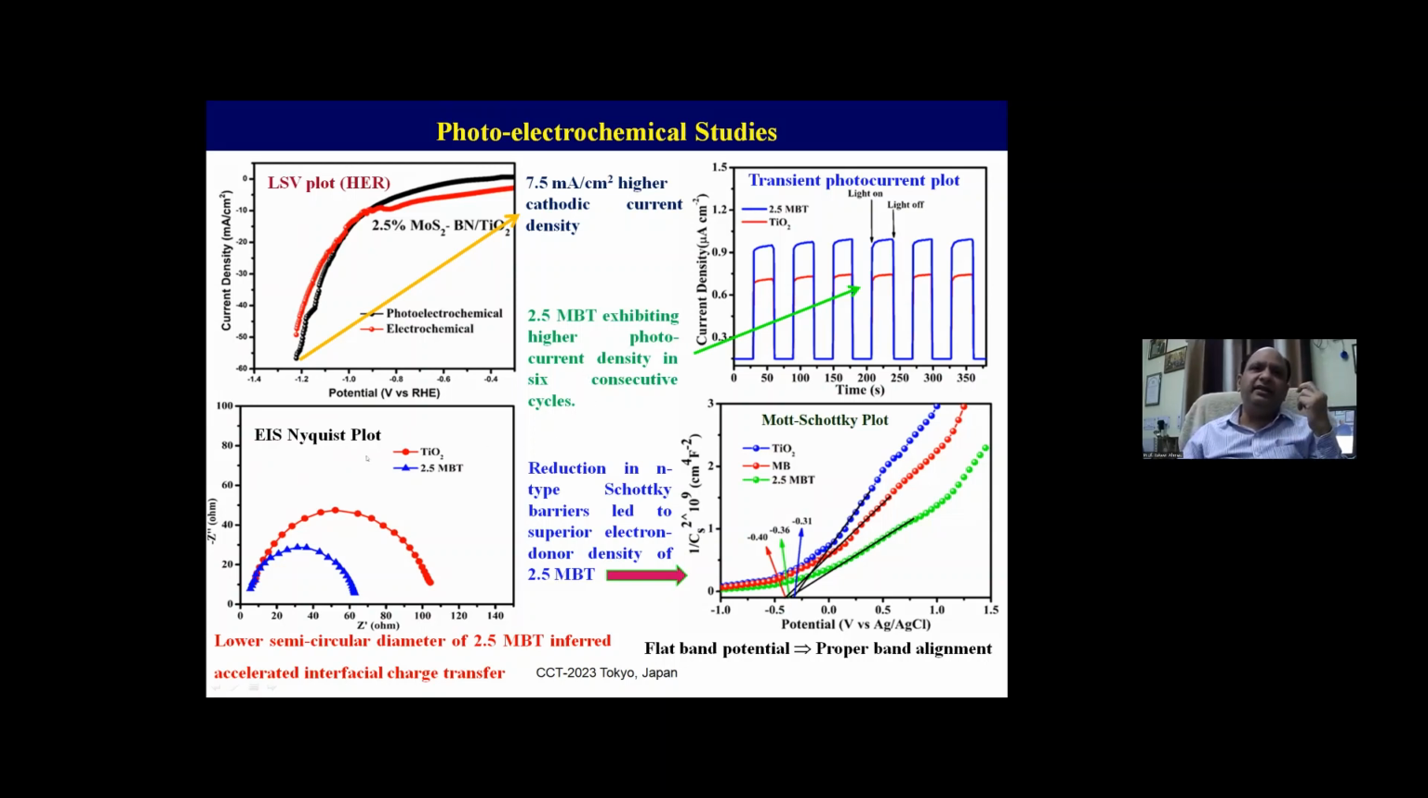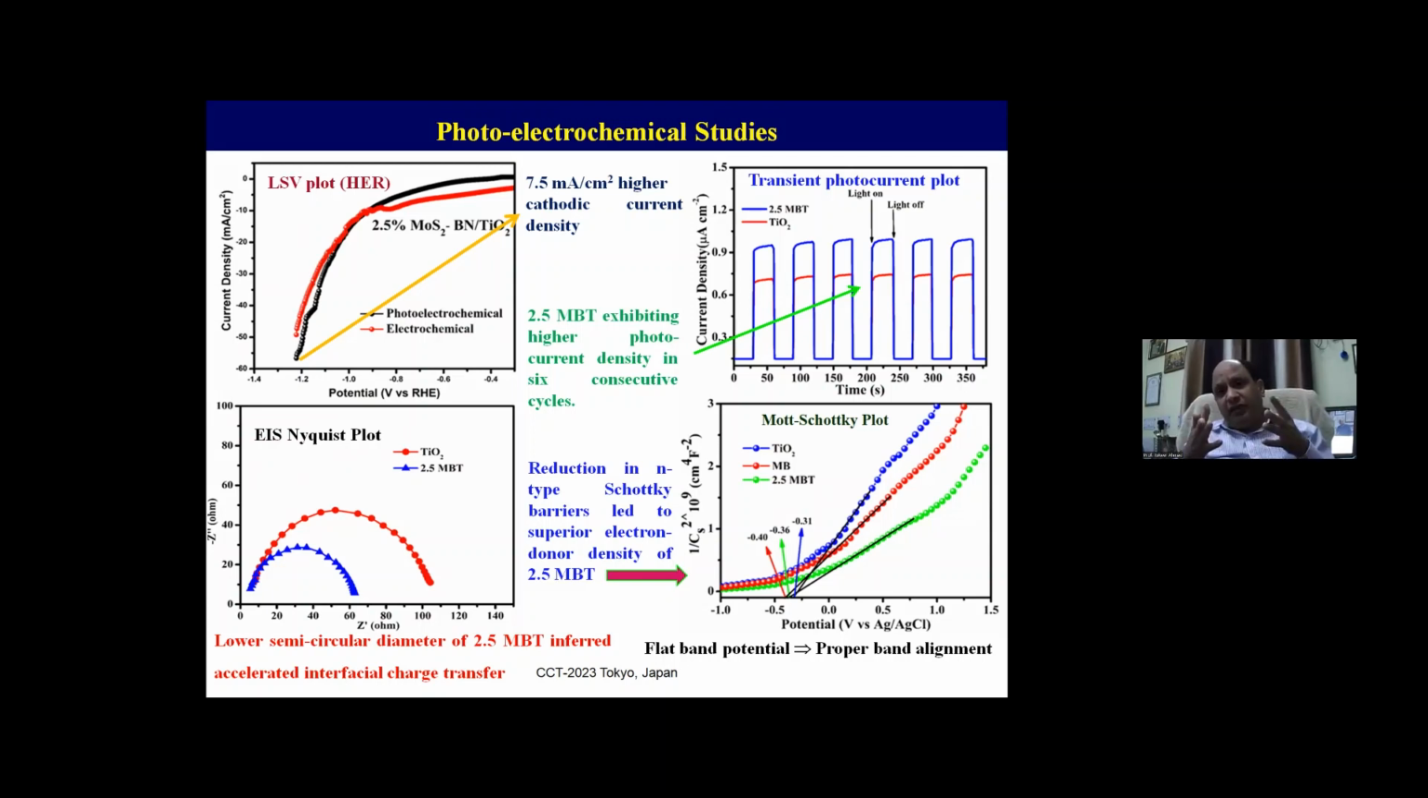And this is the EIS plot. Here you can see the lower semicircular diameter of 2.5% MBT, which indicates the accelerated interfacial charge transfer.